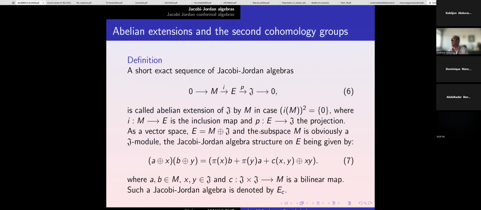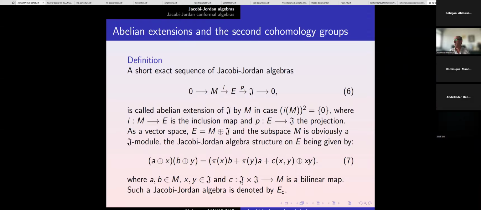Okay, now let us consider the abelian extensions and the second cohomology groups, to deal a little bit with extensions and also later with deformations. Then we have this short exact sequence of Jacobi-Jordan algebras. Then it is called an abelian extension of G by M. In the case where we have this E, the inclusion map of M squared 0, and here P is the projection. Then as a vector space, this E is the direct sum of M with G, where M is a subspace, and this is a G module.